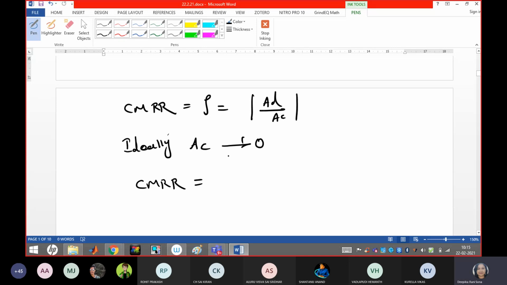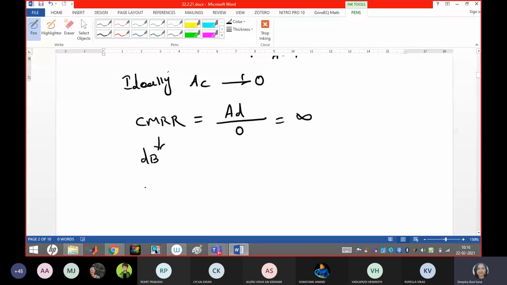Infinity, ma'am. Yes, it is infinity. Always remember, the CMRR value is very high, and it is infinite if AC is 0. So how do we represent this in dB? Same, 20 log of the CMRR value, in dB. Okay. Got up to this?